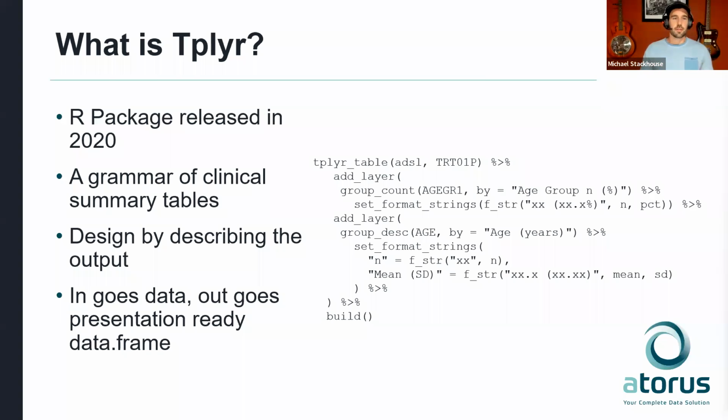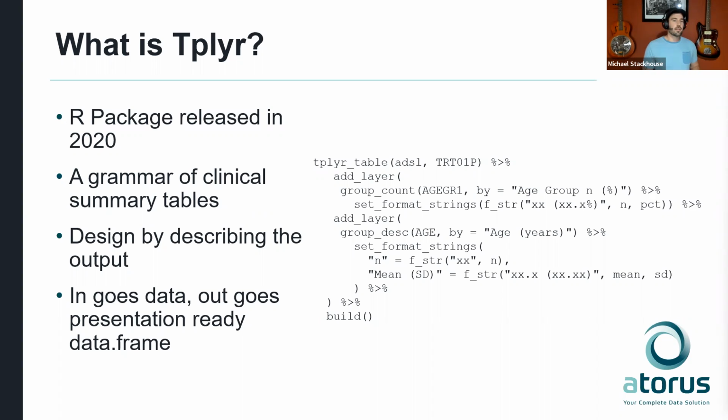If you're unfamiliar and haven't ever heard of tplyr before, tplyr is a package that we at Atorus released back in 2020, with the initial beta release, and it initially got on CRAN in 2020. We invented tplyr to try to be a grammar of clinical summary tables. You'll probably notice that it's a shameless copy of dplyr for a package name, and that was intentional, because dplyr is a grammar of data manipulation. We wanted to create a package that added a grammar of summary tables, from the perspective of a clinical programmer, to try to make that easy.